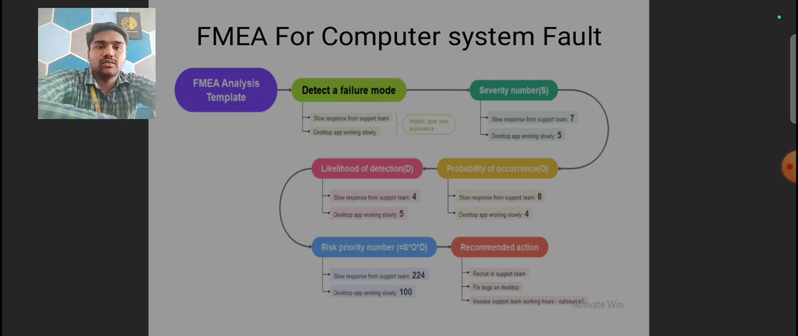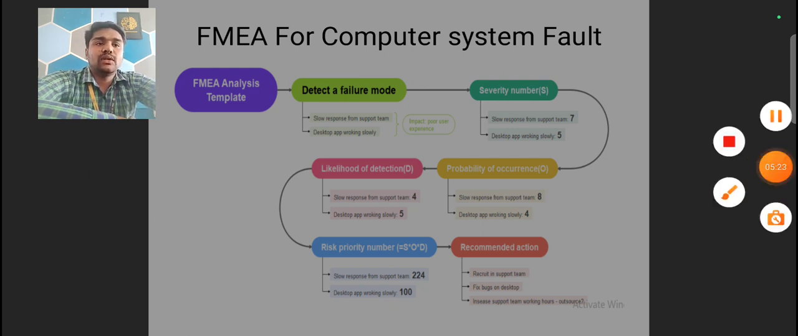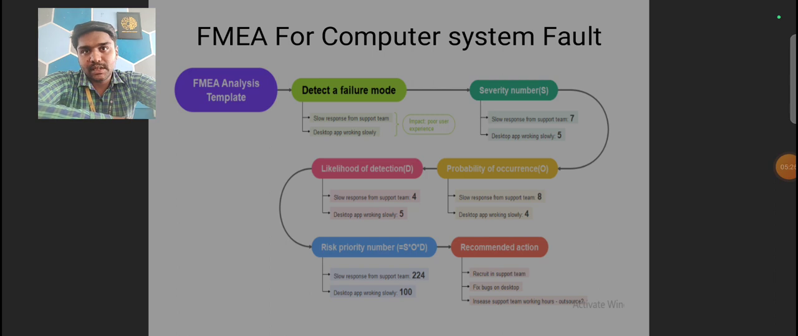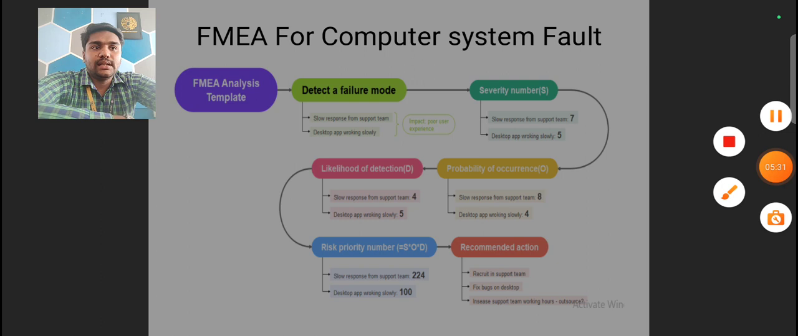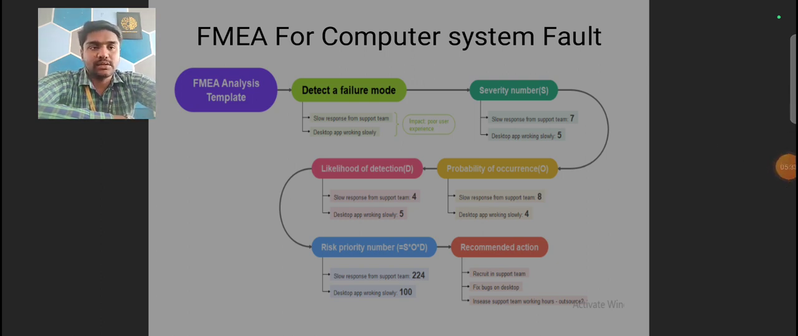Then the probability of occurrence, how repeatable the component's failure is, and the likelihood of detection. The third one is the risk priority number, in which the risk is the severity number multiplied by the probability of occurrence multiplied by the likelihood of detection, and also the recommended action. In this way, failure mode and effects analysis is applied in the production sector, and this is the best example for FMEA application in a computer system fault. Thank you.